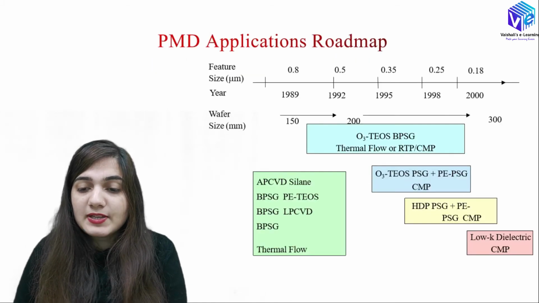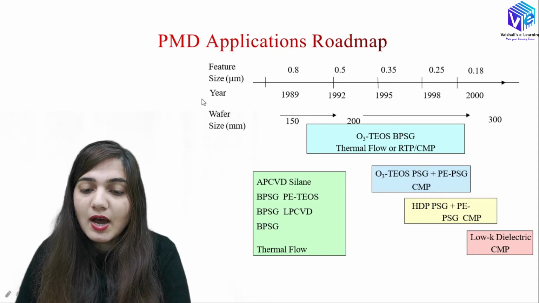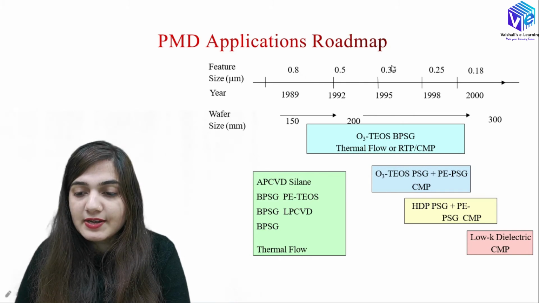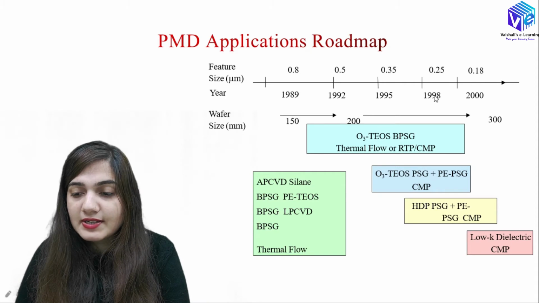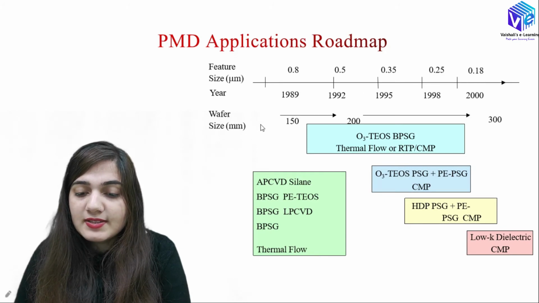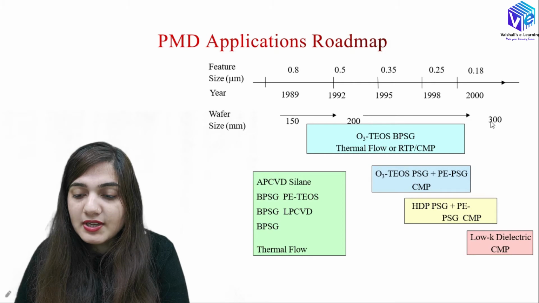So the PMD applications roadmap, you can see here with the years how the feature size has changed. In 1989 the feature size was 0.8, in 1992 it was 0.5, in 1995 it was 0.35, in 1998 it is 0.25, and it is reducing. In 2000 it is 0.18. And you can see the wafer size is increasing, from 150 to 200 and from 200 to 300.